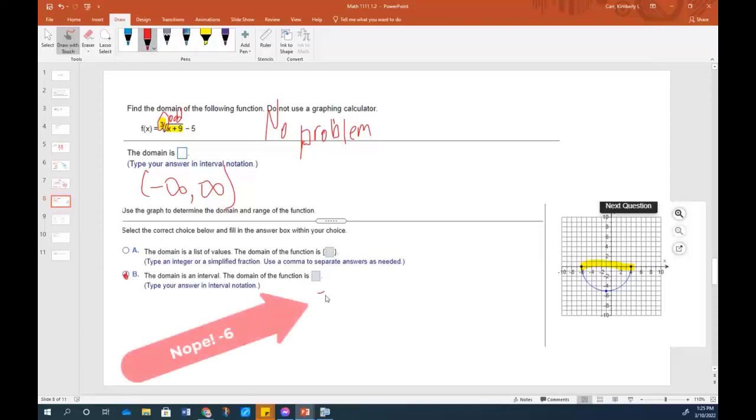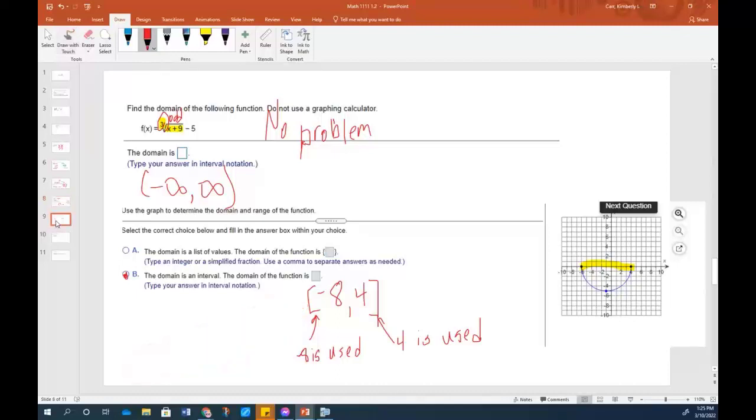And it goes from negative 8 to 4. But for the first time, we're going to use a bracket. Because what that bracket means is that that endpoint, negative 8, is used. They did not skip it. If you look over there, it's got a closed circle. And the same thing over here, this one means 4 is used. They did not skip it. It's got a closed circle. It doesn't have an open circle. All right, so you're going to use the brackets whenever they actually use that endpoint.